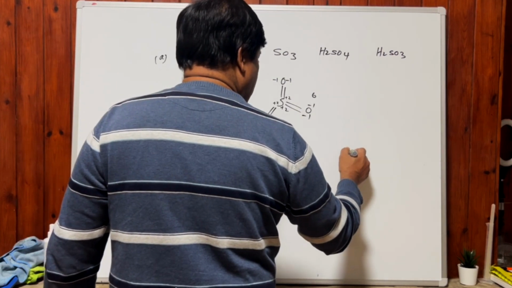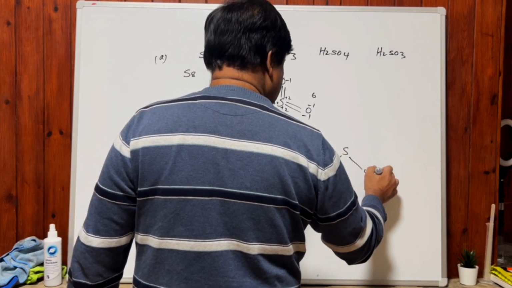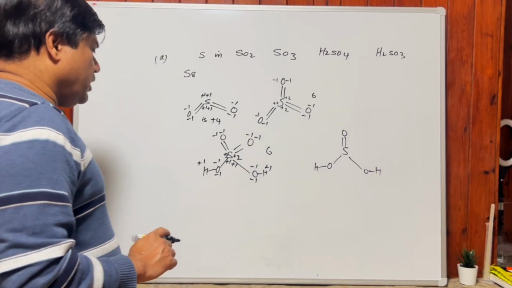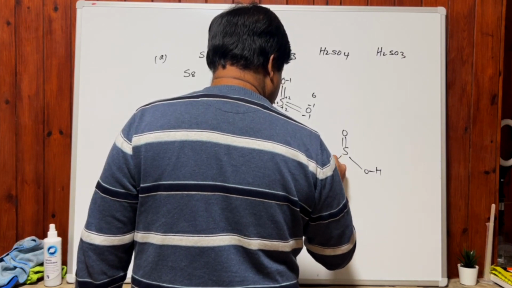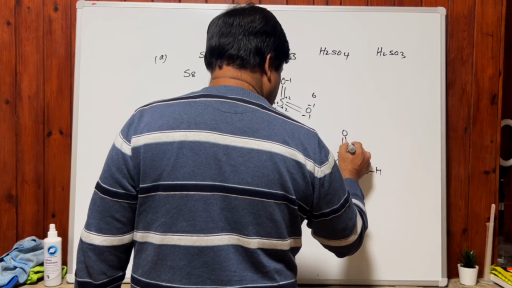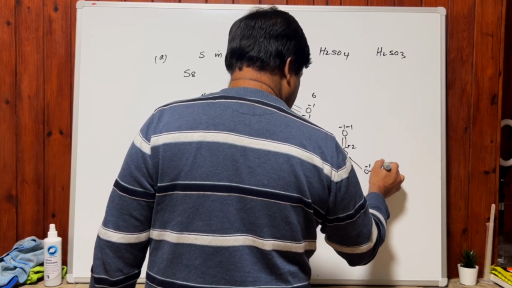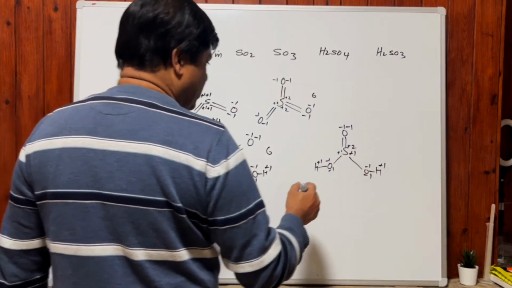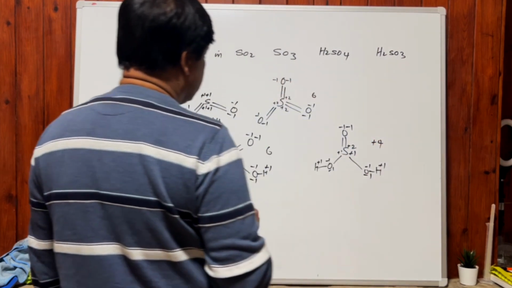Let's do H2SO3: S double bond O, hydrogen O, hydrogen O. -1, +1, -1, +1, +2. From that +1, from this side +2, -1, -1, -1, +1, -1. So from that side +1, +4, 1, 2, 3, 4, +4 oxidation state.